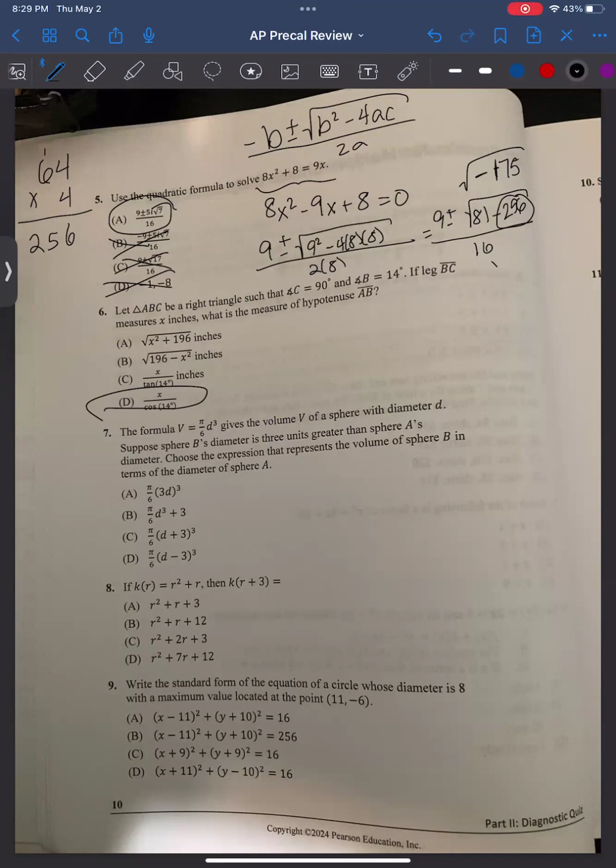Whew, okay. Which one do we think? Is this formula representing the diameter d? Is that B's diameter? No, that's A's diameter. B's is 3 units greater. I think it's A. Wait, actually, I don't know now, because 3 units greater would be like 3 times greater. It's either A or C.